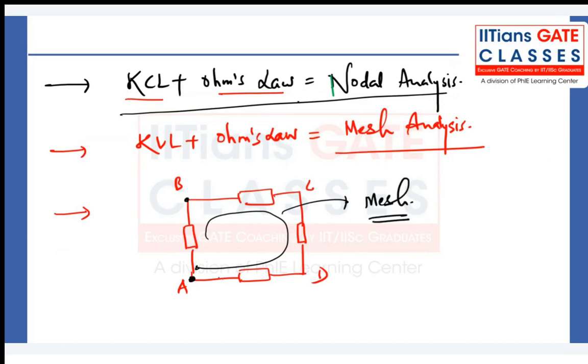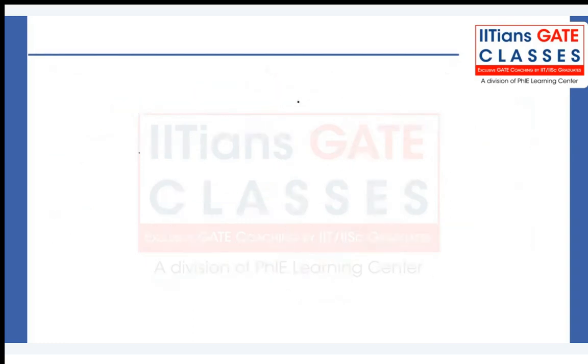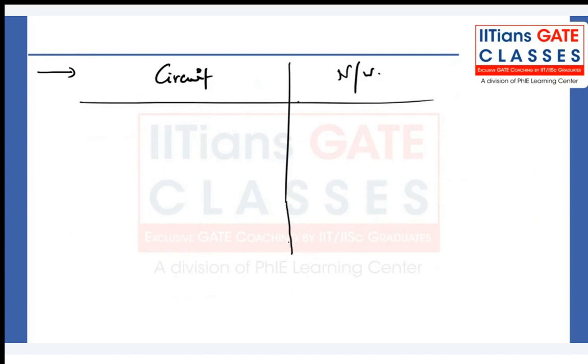When you interconnect electrical elements in such a manner that they form a closed path, a mesh is basically a closed path in the circuit. You have to remember this always. You will find two words: one is circuit, and one is network. You have to understand the meaning of circuit and the meaning of network.